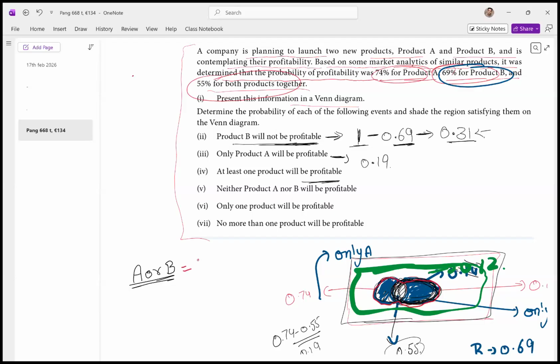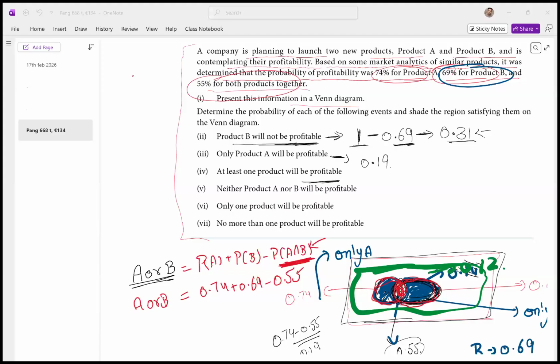So A or B is equal to probability of A plus probability of B minus probability of A intersection B, because A intersection B is repeating itself. This section is repeating itself twice, while calculating A and while calculating B, so I have to subtract it once. So 0.74 plus 0.69 minus 0.55, which is A or B, comes across as 0.88.